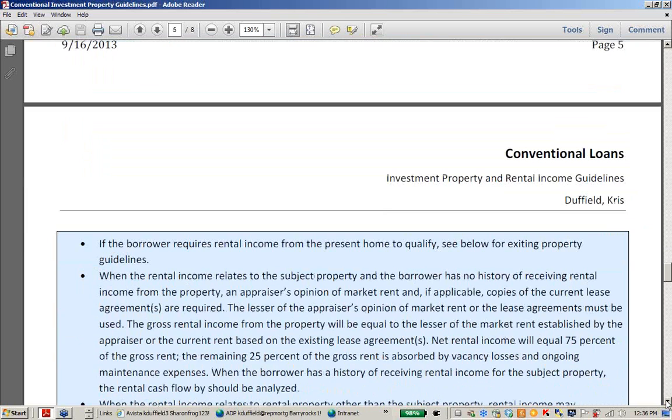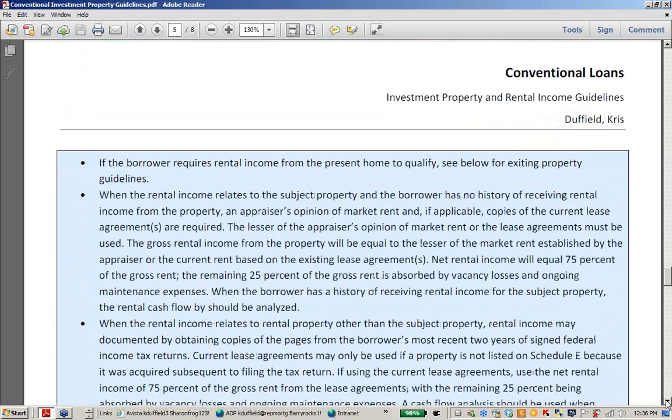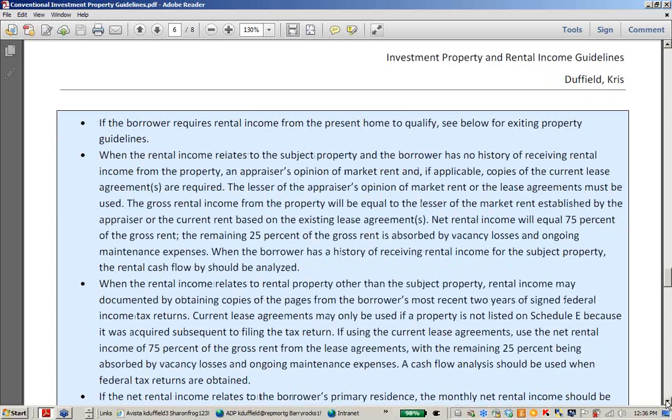If the borrower requires rental income from the present home to qualify, you need to see the exiting property guidelines that I've included below. So they're keeping their current residence and buying another property, and they need to use the rental income. I'm going to go over that in just a minute.